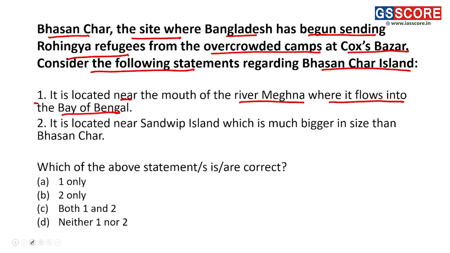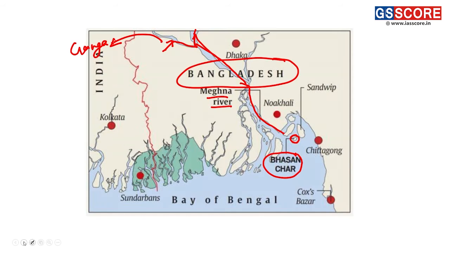So this makes statement 1 a correct statement, and it is also present in the Bay of Bengal Sea region. Statement 2, it is located near Sandweep Island, which is much bigger in size than the Bhashan Char. Looking at the map here, we can see the Bhashan Char island here, and this is Sandweep Island, which is quite larger in size and present near this Bhashan Char. A very important region.